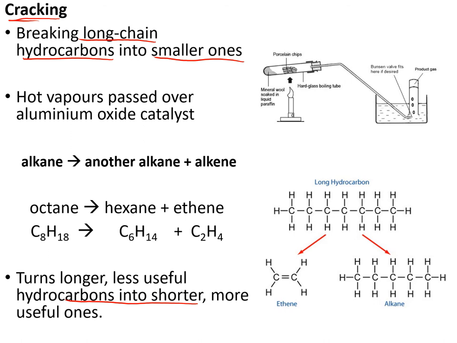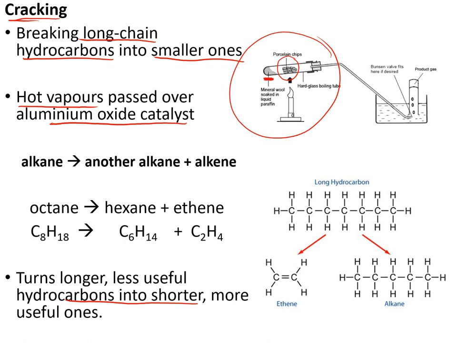What you do is you get your hydrocarbon and you heat it and you pass the hot vapors over an aluminium oxide catalyst, and you can see that being done here. So that there is our aluminium oxide catalyst, and there is our alkane, and it gets heated and the vapors pass over that hot catalyst, and that causes it to, as we say, crack.